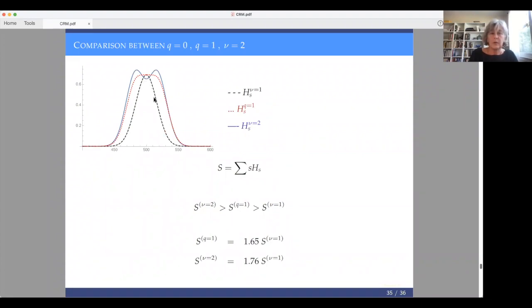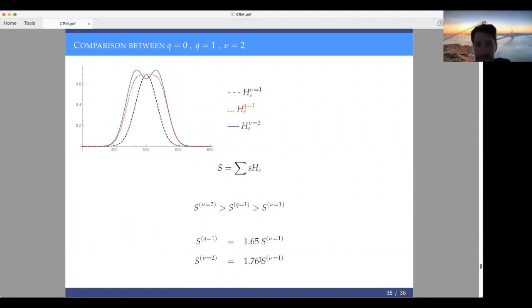Okay, so this gives you a kind of diagrammatic idea of how the entropies change. The black one corresponds to nu equals 1, which is Gaussian. For the first excited level, you see there is a broadening, and for nu equals 2, you have this double mode distribution. As a result, I cannot use the same analytical approximation that I did before, where I replaced the sum by an integral using the Gaussian approximation for the entropy. So we can just calculate numerically, and we find that the entropy for nu equals 2 is bigger than the entropy for q equals 1, and that is bigger than the entropy for nu equals 1, with these numerical factors, but I do not have a good handle on analytical expressions for these numbers anymore.